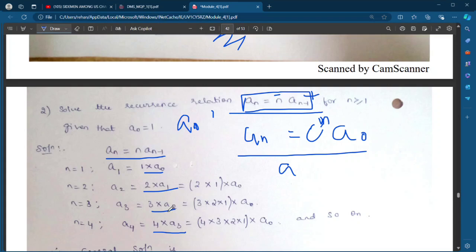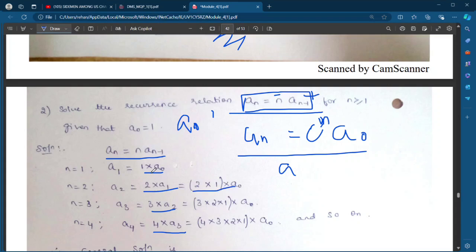Then a2 can be again written as 2 into a1, which is again 2 into 1 into a naught. In the same way, a3 can be written as 3 into 2 into 1 into a naught, because a2 is equal to 2 into a1, right? Then again a1, if I substitute, is 1 into a naught.